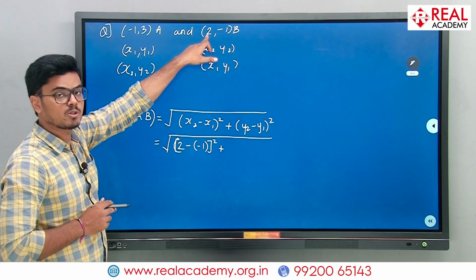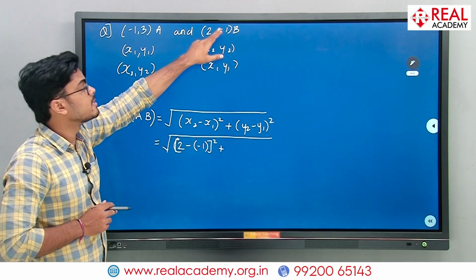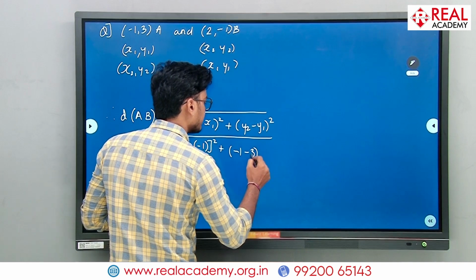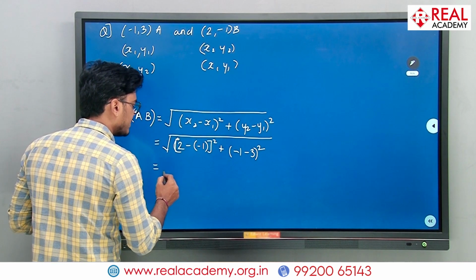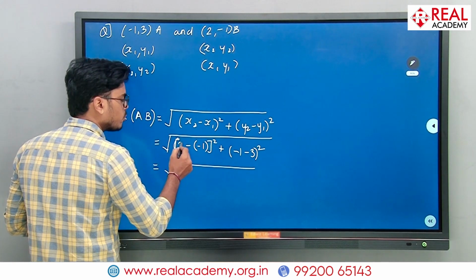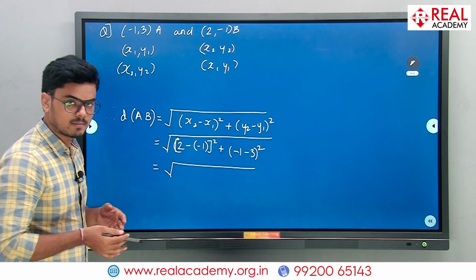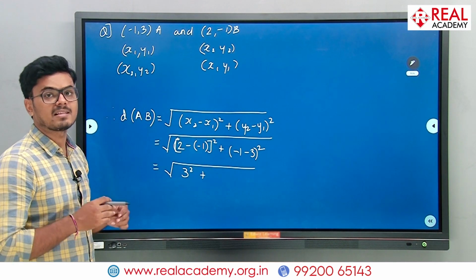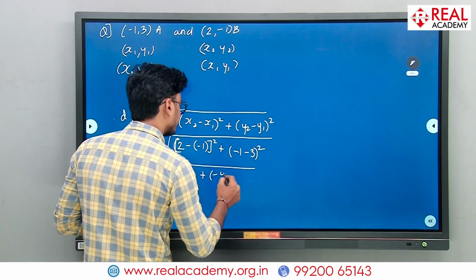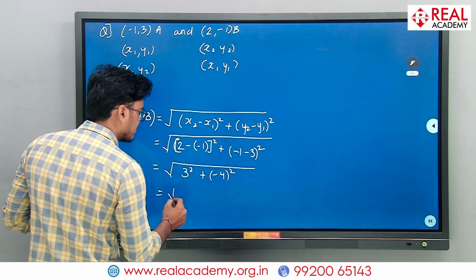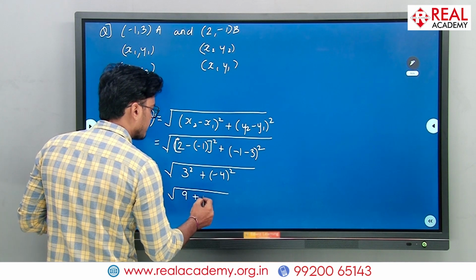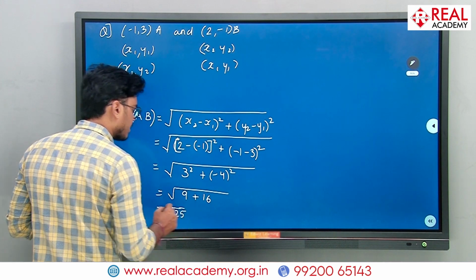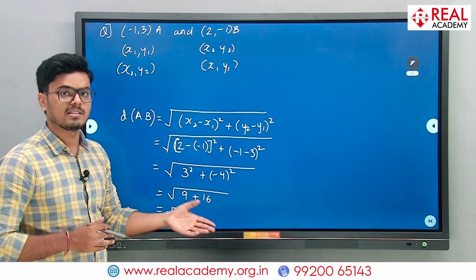So I have considered this as x2. So y2 should be minus 1 only, correct? So minus 1 minus 3 the whole square. What is the value of this? Square root of 2 minus minus 1 will become 2 plus 1. So 3 square plus minus 1 minus 3 will be minus 4. So minus 4 square. The value of this will be 9 plus 16, which is square root of 25. Now you all know square root of 25 is 5 units.